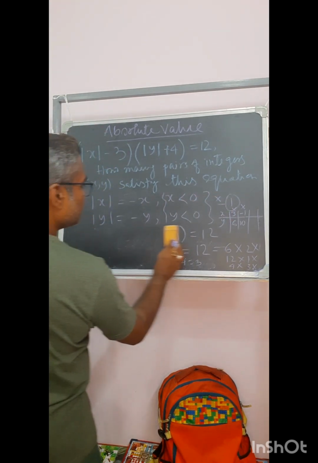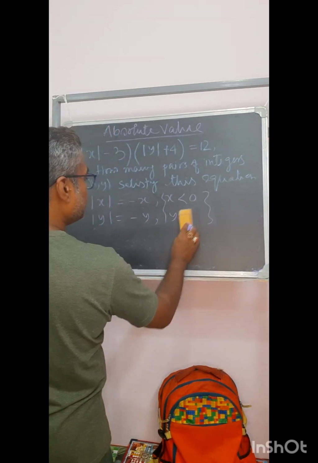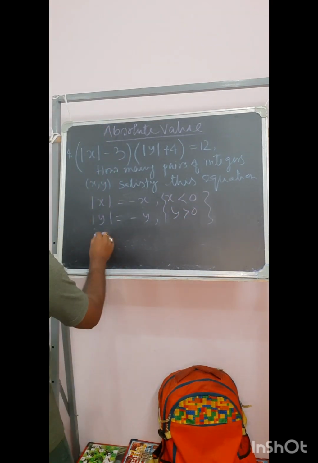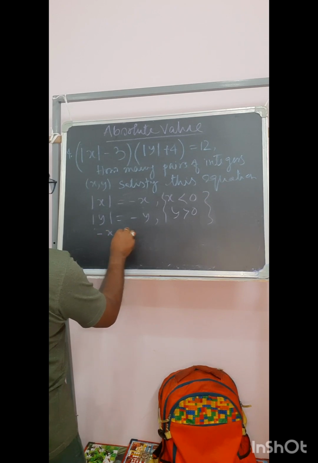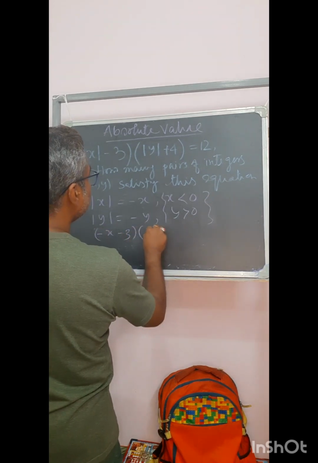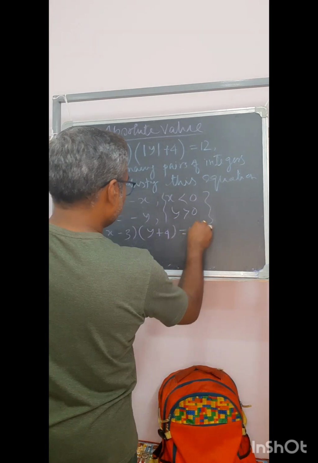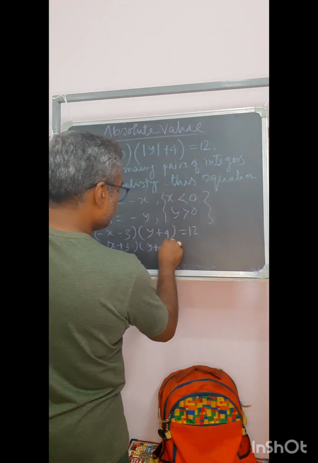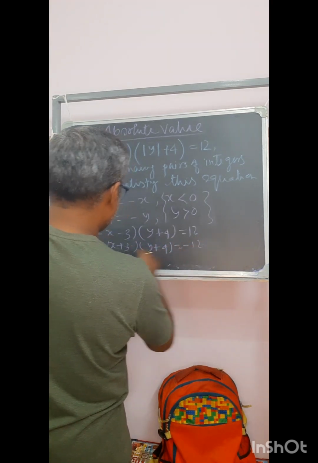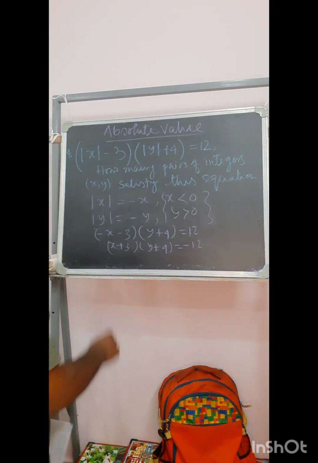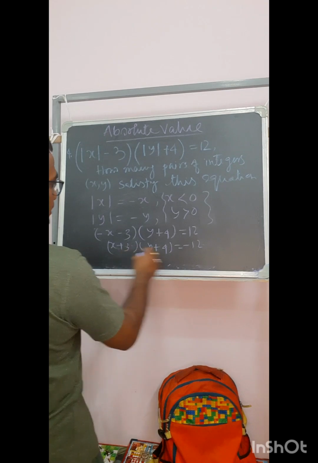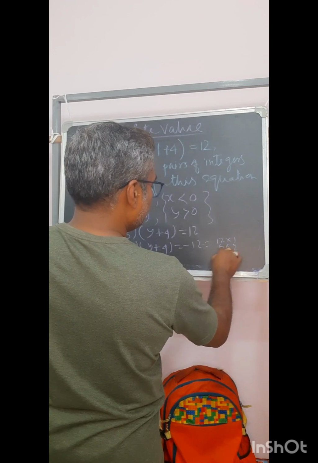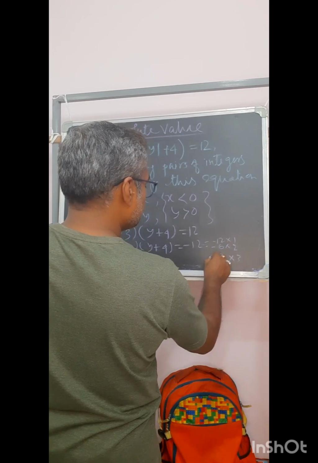Now coming to the second, if I take x less than 0 and y greater than 0, now this equation will turn into minus x minus 3 and y is positive, means y plus 4, that is equal to 12. Now x plus 3 if I say and y plus 4 if I say is equal to minus 12, because this minus will go there. So for this case, x less than 0, so then also the same thing, 3 factors, 12 into 1, 6 into 2, 4 into 3, but every time minus will associate with that.